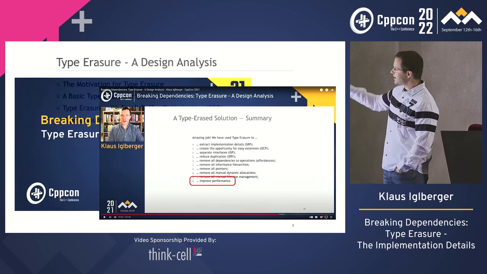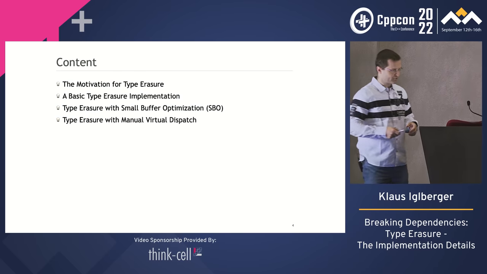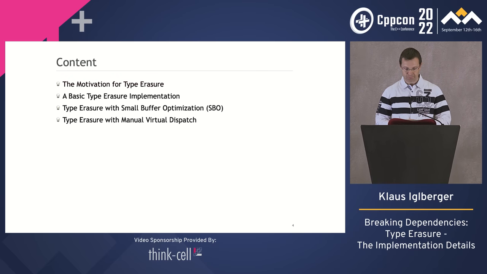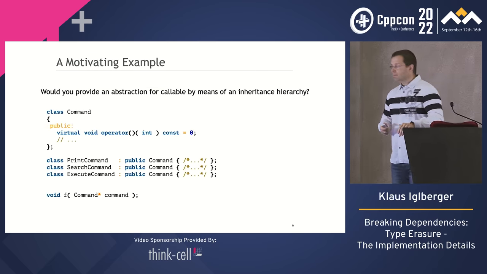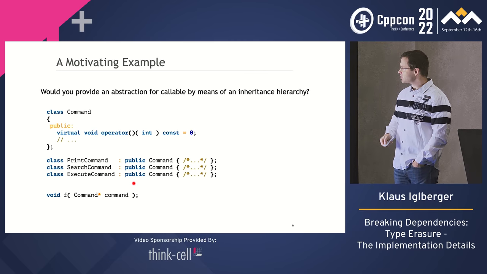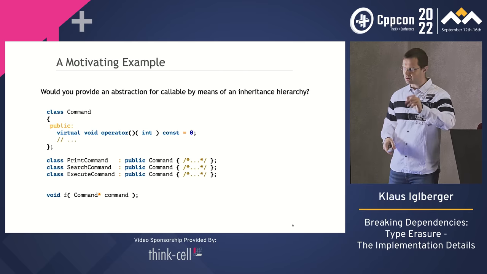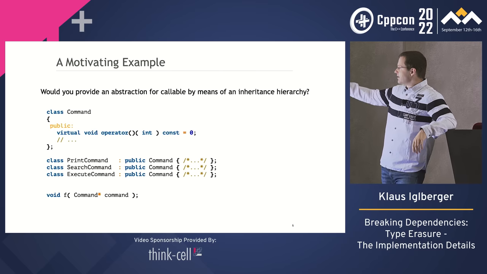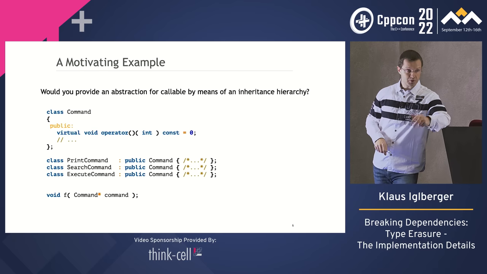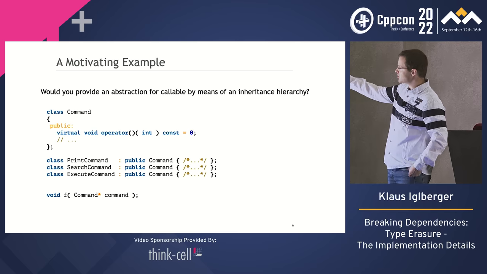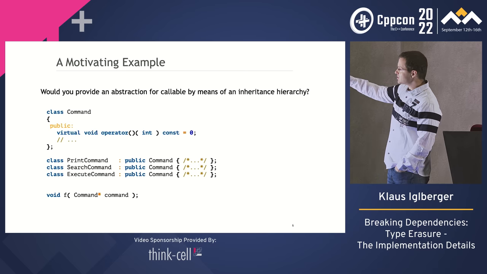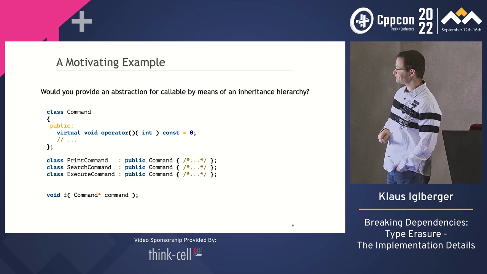So let's start by doing a quick motivation. This is just for getting you on the right page in case you have not heard about this before. We have a function f down here at the bottom, and this function f is supposed to get some command. Again, kind of a design pattern, and this could be anything. This could be a print command, a search command, an execute command. Traditionally, we would have some kind of base class called command, which provides an operator or execute function that you just have to override in the deriving class.